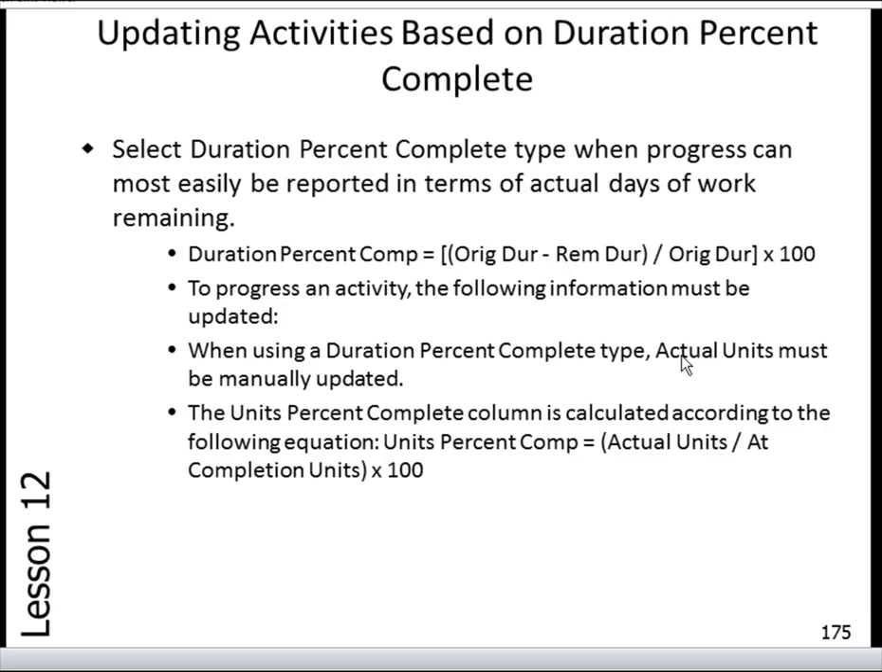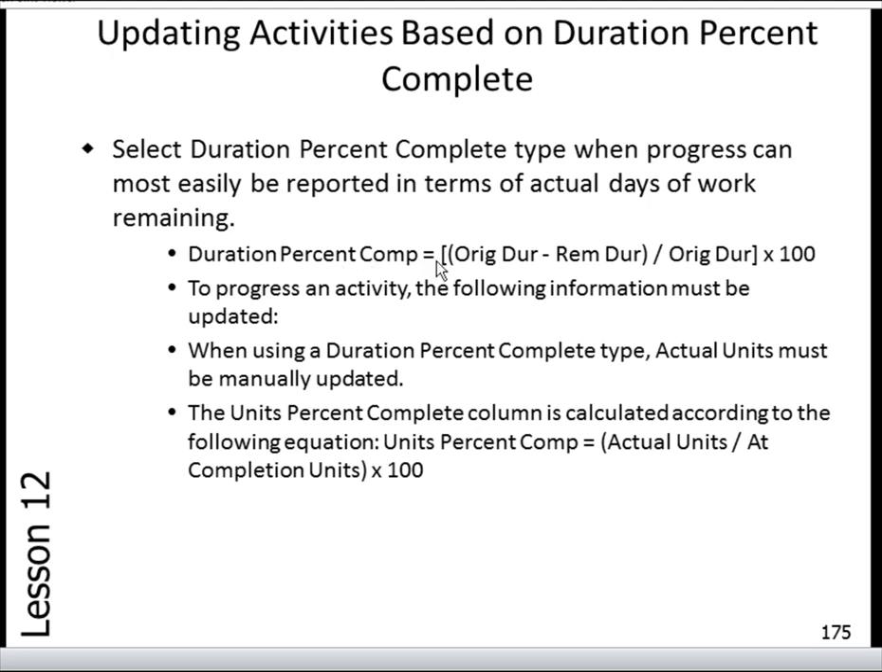This is a continuation of Lesson 12, Calculating Percent Complete. In this demonstration, we will learn how to update activities based on duration percent complete. You select duration percent complete when progress can most easily be reported in terms of actual days of work remaining. This is the default percent complete type in Primavera P6.